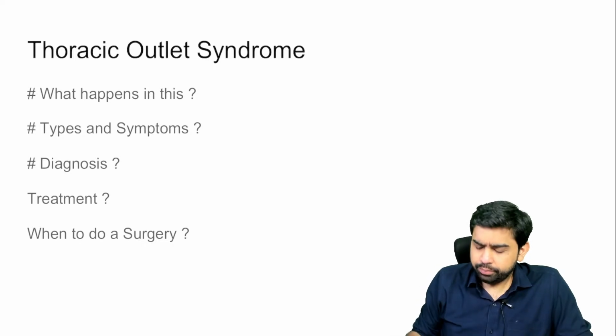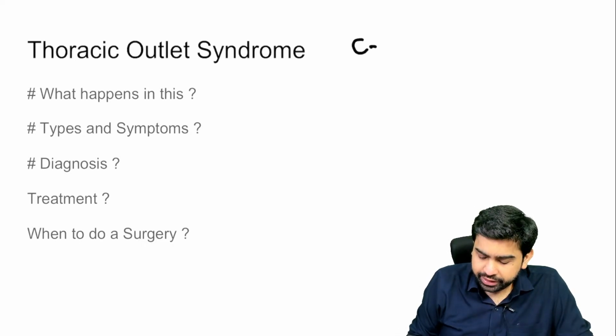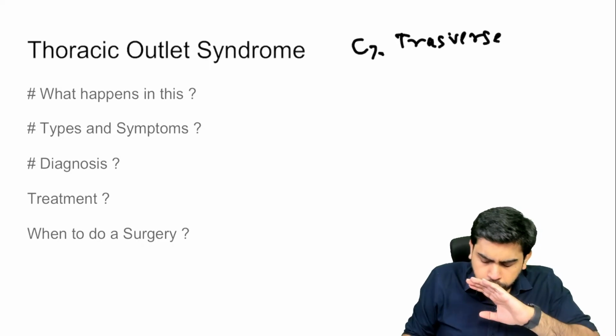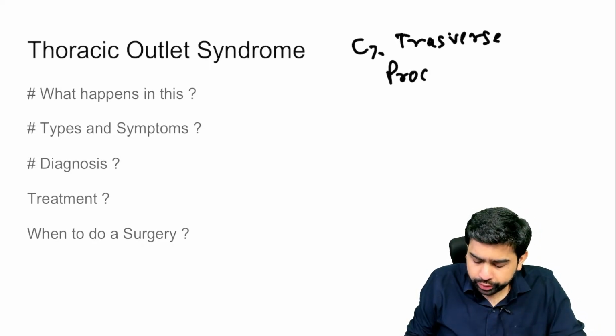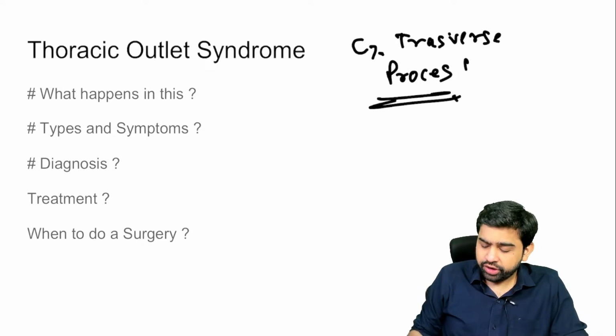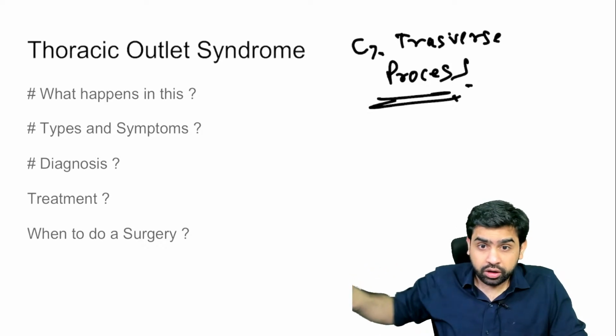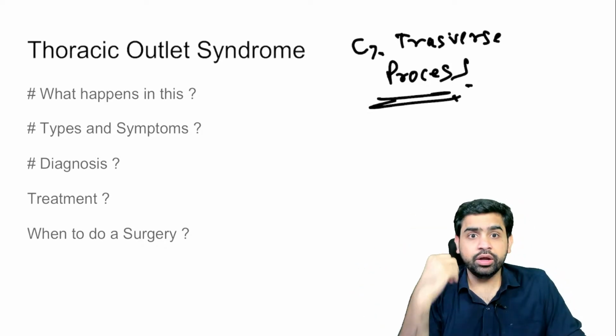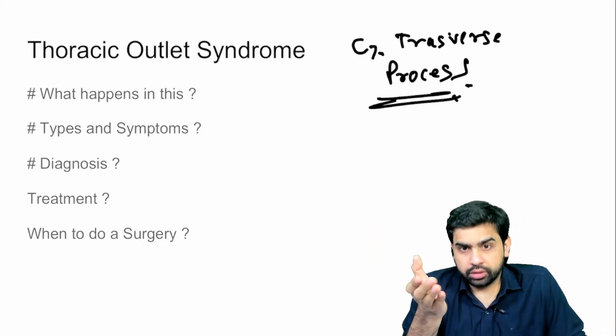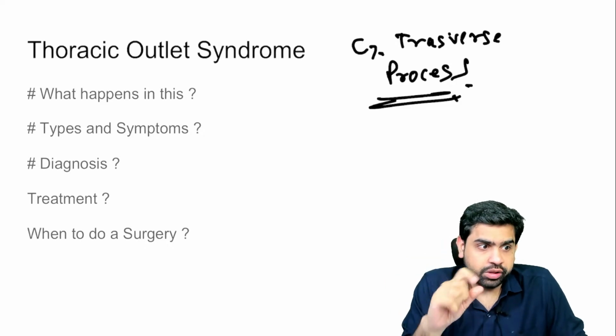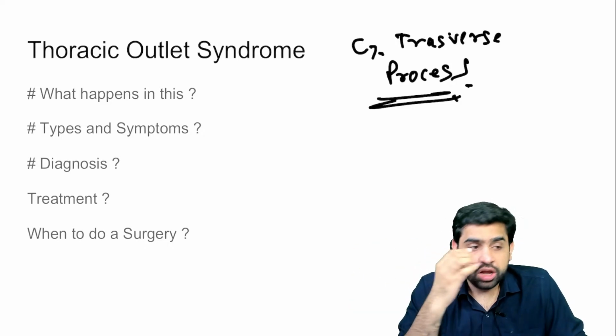What is a cervical rib, by the way? This is basically the C7 transverse process. We have a C7 transverse process which comes forwards, and that is your cervical rib. Okay, so that is what you need to understand. It is a fibrous extension of the C7 transverse process.